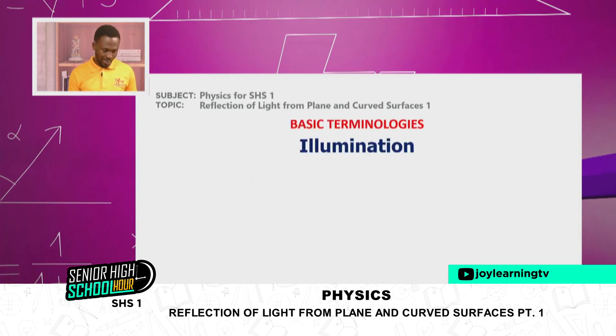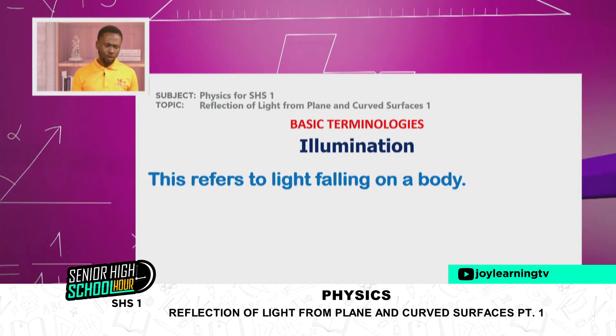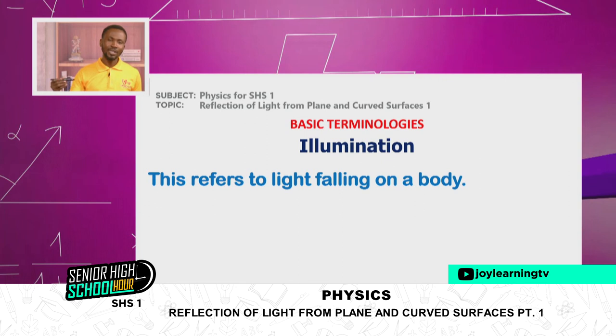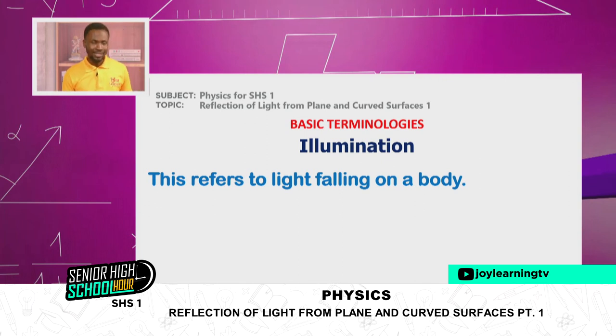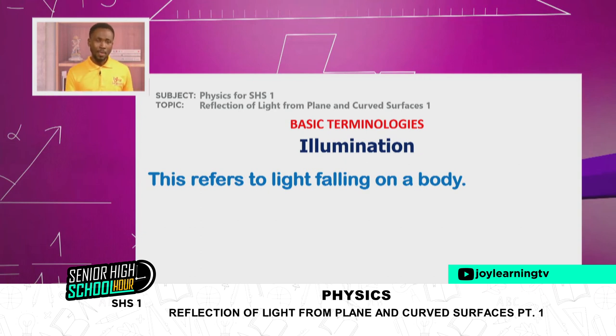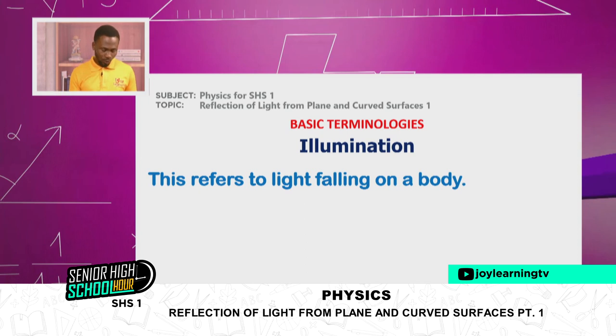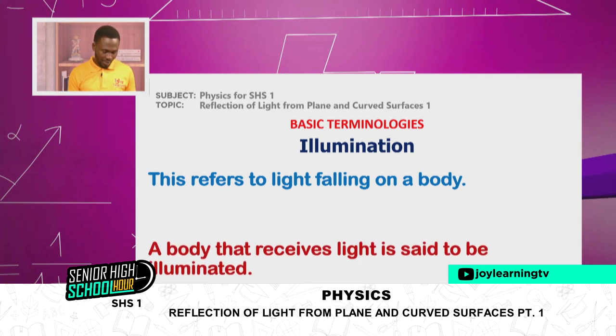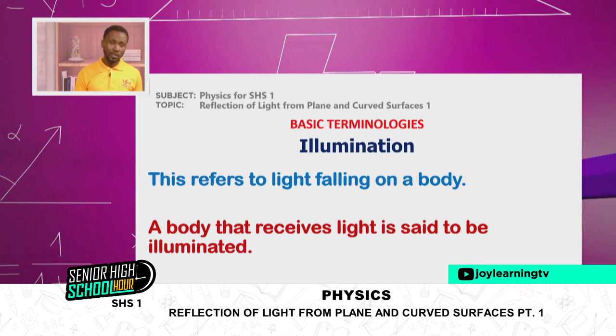Okay. Then we can look at the next term, illumination. When we say illumination, what do we mean? We refer to light falling on a body. So when light is falling on a body, we say the body is being illuminated. In other words, an illuminated body is a body that is being seen because it is reflecting the light that is falling on it. So a body that receives light is said to be illuminated. If there's darkness and you take a torchlight and throw it onto a body, we say that body is being illuminated. Good. You can see that body because of the light thrown on it.